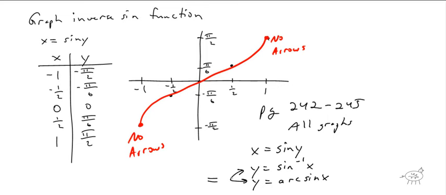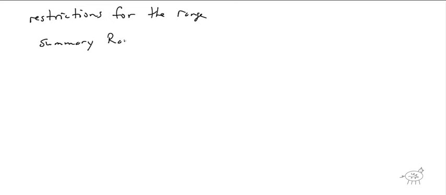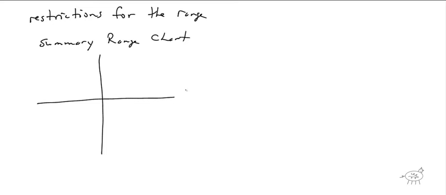So, again, we have our restrictions for our range, and this is what I want to talk about next. Restrictions for the range. Here's something I'm going to give you guys called a summary range chart. This is so important. In fact, I'm going to draw a couple stars around here because that is so important to this chart I'm about to give you right now.